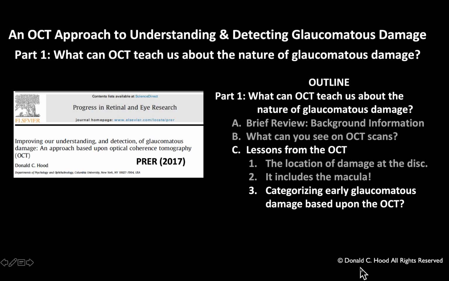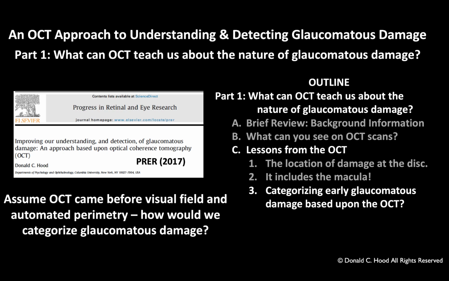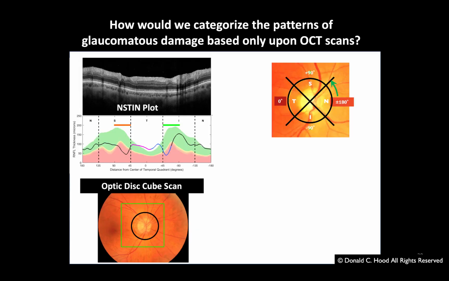Okay, third, there are implications here for categorizing early glaucomatous damage based on OCT. So I want to do the following thought experiment with you. Assume that OCT came before visual fields and automated perimetry. Maybe you knew about Goldmann's, but you didn't have automated perimetry. But you had OCT. How would we categorize glaucomatous damage? Well, I'm going to argue it'd be something like the following.